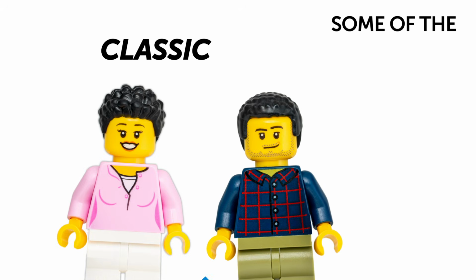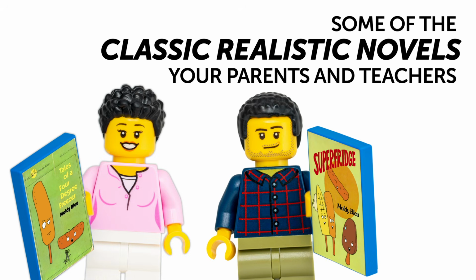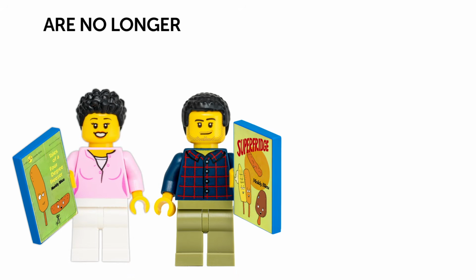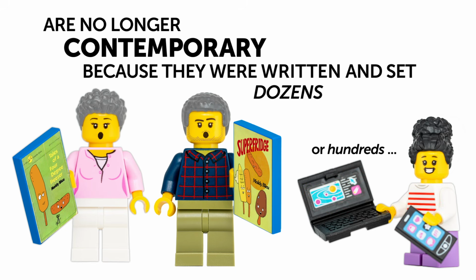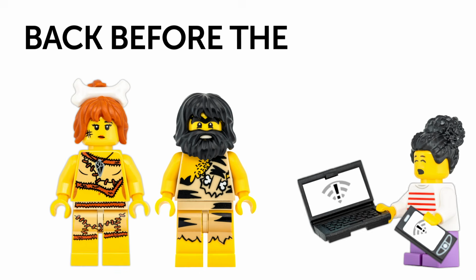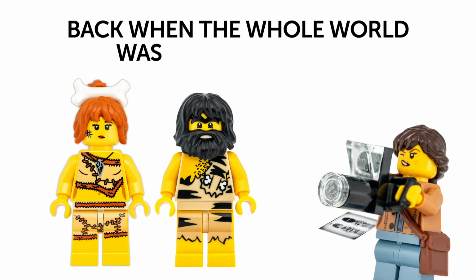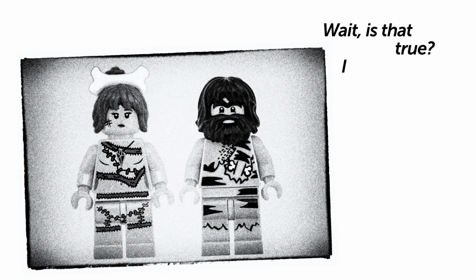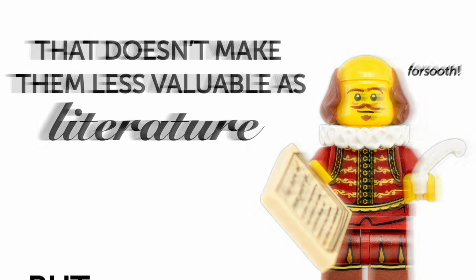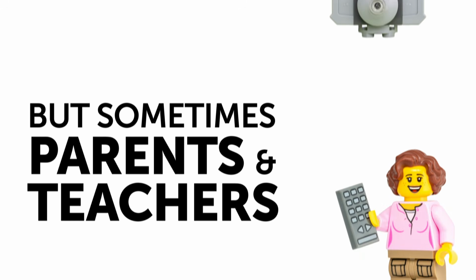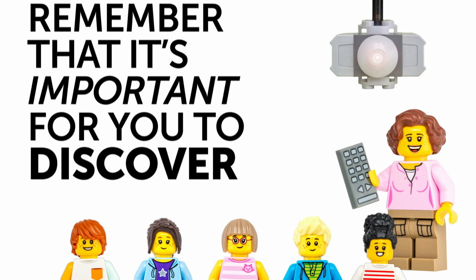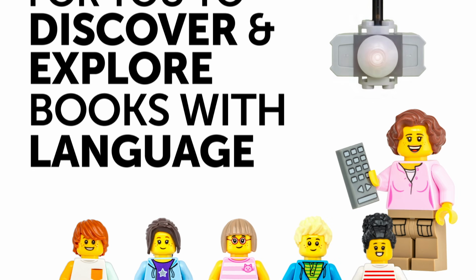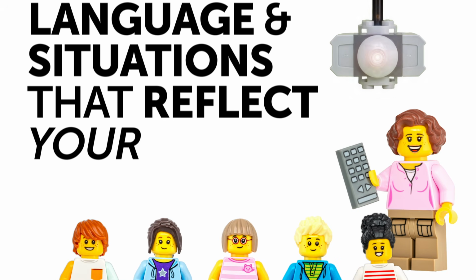Some of the classic realistic novels your parents and teachers loved at your age are no longer contemporary because they were written and set dozens or hundreds of years ago, back before the internet, back when the whole world was black and white. Wait, is that true? I should check the internet. That doesn't make them less valuable as literature, but sometimes parents and teachers, and they might be watching this, need to remember that it's important for you to discover and explore books with language and situations that reflect your current life.